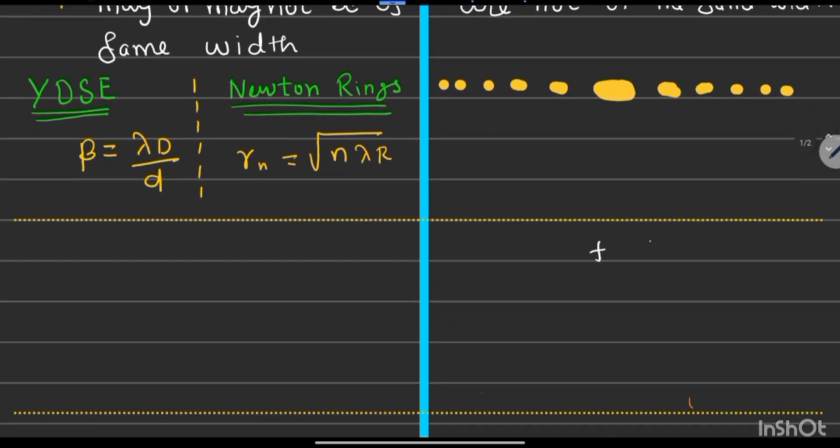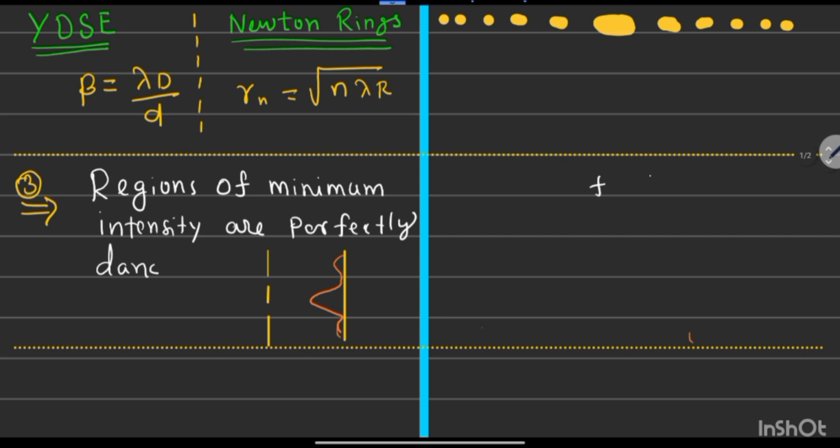And if you see, the regions of minimum intensity in interference are perfectly dark, meaning this intensity maximum, or this bright region, is due to the interference of light that is coming from these two slits, whereas in the dark region there is no light. These two lights are destructively interfered there, and no light is present there. It is perfectly dark. There is no background light in interference.